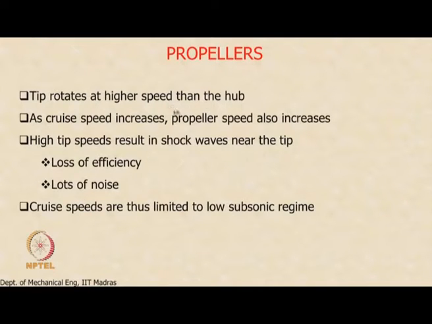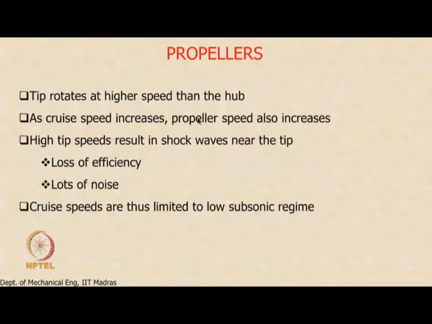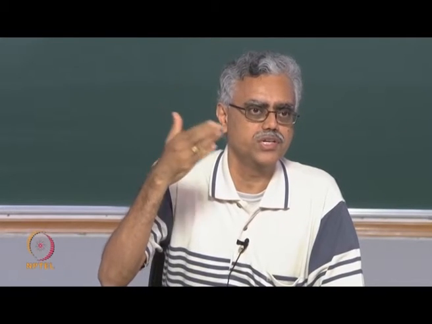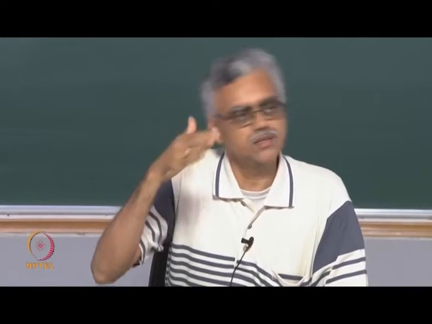The tip rotates at higher speed than the hub. You could see that the propeller has a very large diameter, so the tip moves much faster than the hub, and if you want to increase the cruise speed, the propeller speed also has to increase, understandably. When you keep increasing the propeller speed, eventually the tip will begin to move faster than the speed of sound, and that starts resulting in shock waves near the tip. Once you start producing shock waves, the efficiency goes down tremendously. So, the propeller efficiency increases up to a certain point, and once the tip speed exceeds the speed of sound, the propeller efficiency falls off.